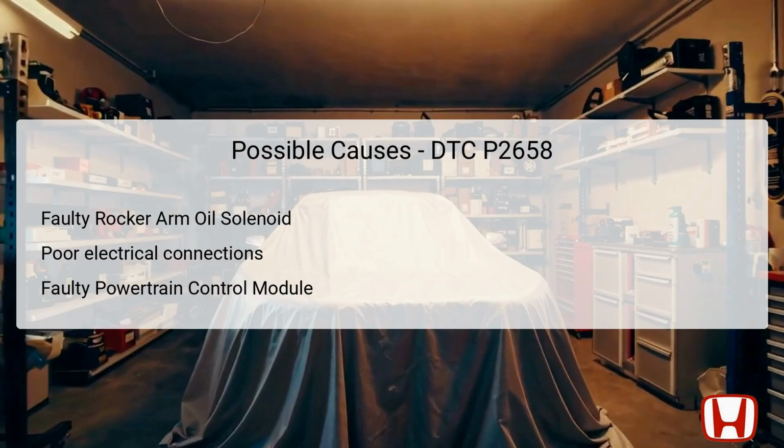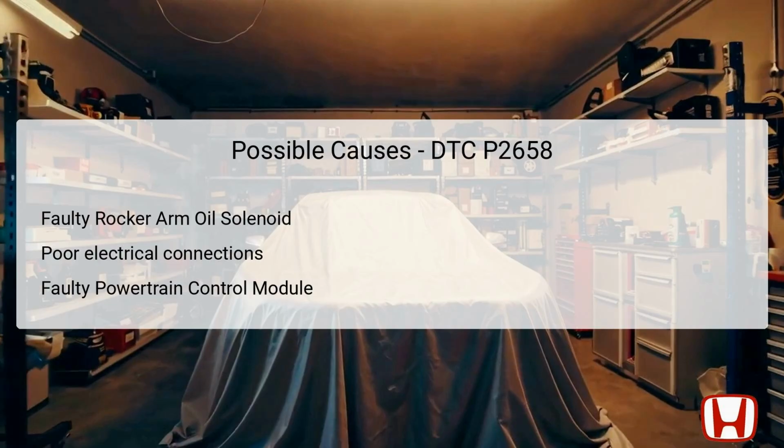Several factors can contribute to the appearance of DTC P2658. First, a faulty rocker arm oil control solenoid A itself can cause low voltage signals, potentially due to internal failures or sensor issues. Secondly, poor electrical connections can lead to insufficient power reaching the solenoid. This could manifest through corroded terminals, loose wires, or breaks in the wiring harness.